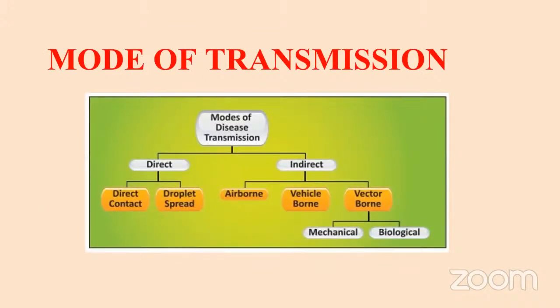So moving on to the mode of transmission, the modes of disease transmission include direct and indirect. The direct one has direct contact and droplet spread of the transmission. And moving to indirect, there are three types of transmission, which include airborne, vehicle-borne, and vector-borne. In the vector-borne, there is mechanical vector-borne and biological vector-borne.